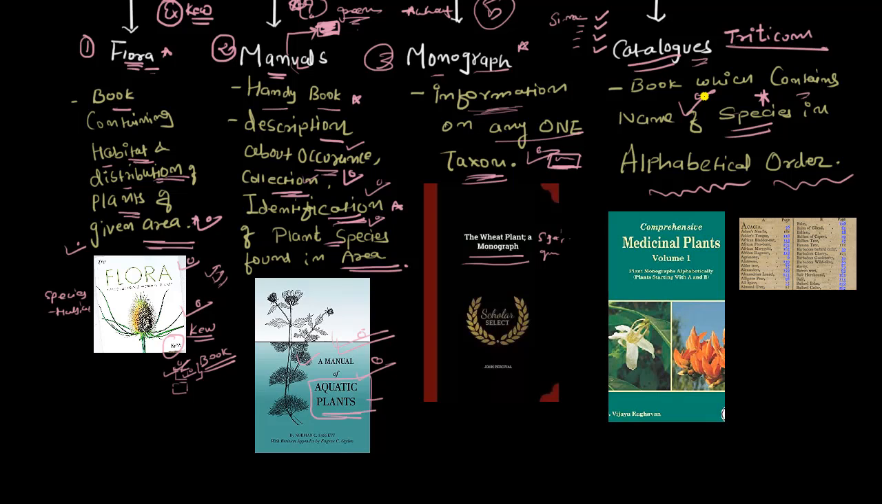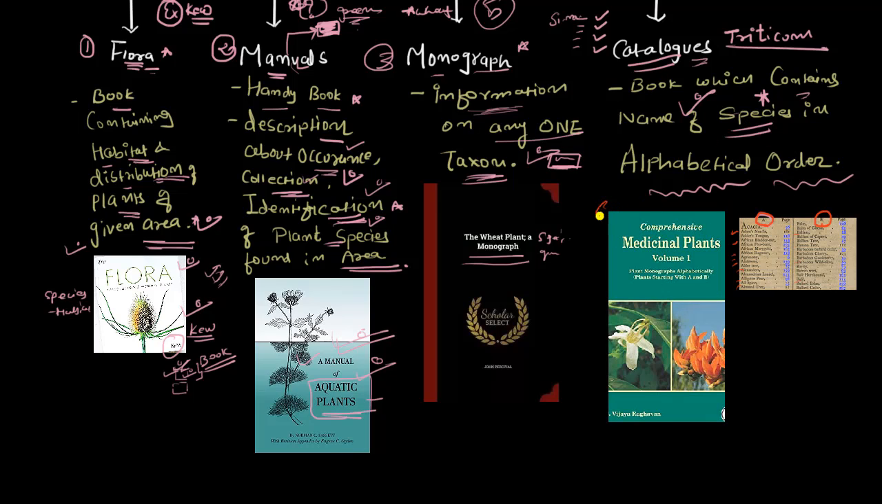Okay. So I'm going to get all the information about triticum in the monograph and the different kinds of species in the particular catalog. As you can see, this is in alphabetical order. All the A species are here. All the species that start with the name A are going to be here, all the species that start with B are going to be here, and so on, in alphabetical order. So this is how a catalog works.